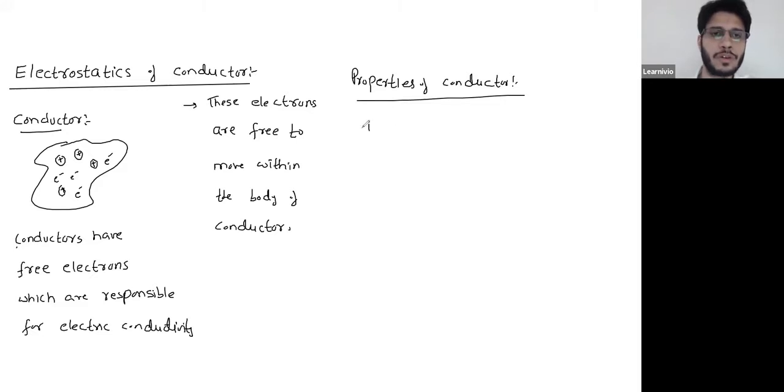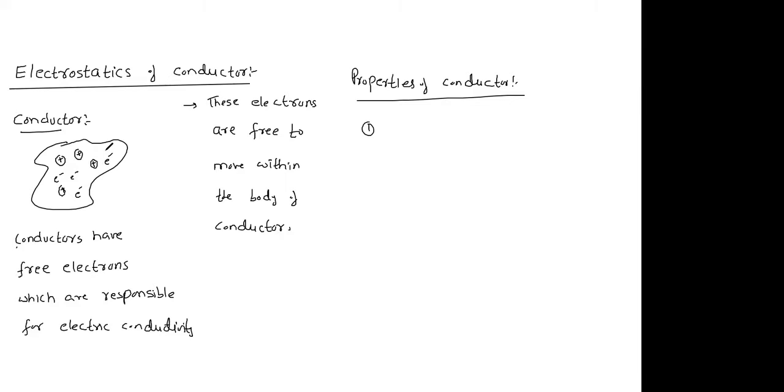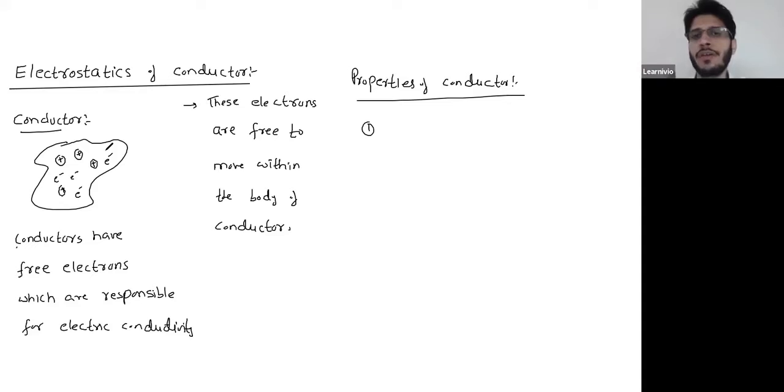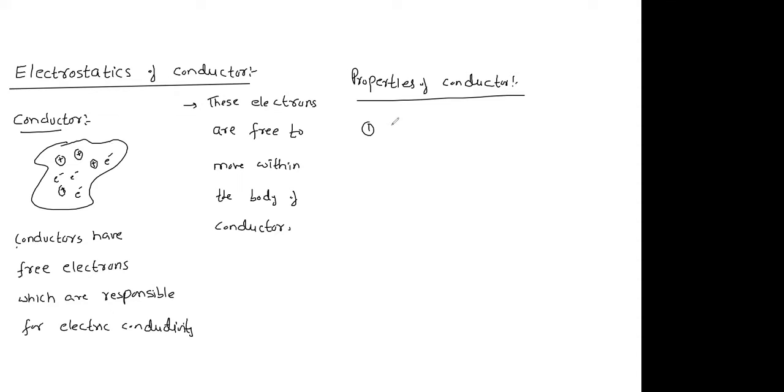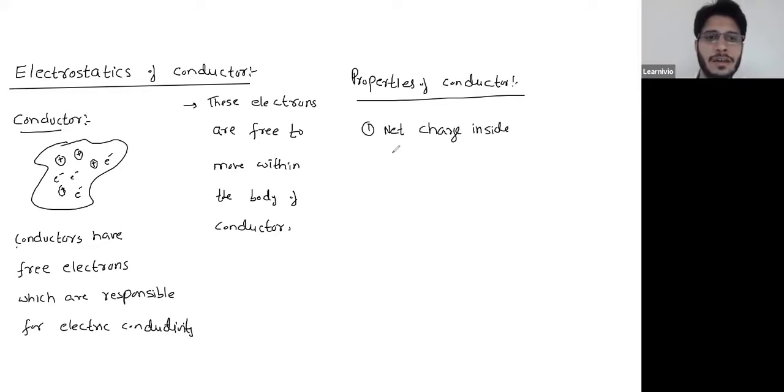Okay, first property. What should be the net charge inside a conductor? A conductor is negatively charged, positively charged, or is it neutral? So it's neutral. It has equal amount of negative and positive charge. So net charge inside a conductor is 0.